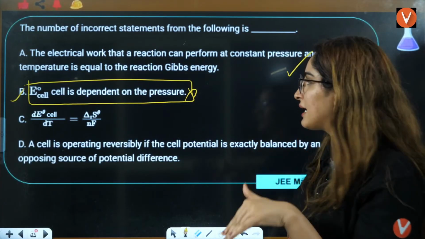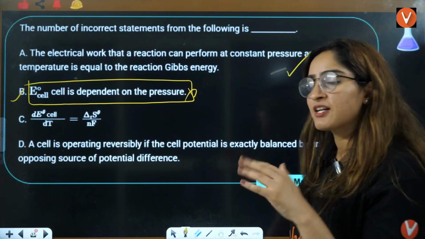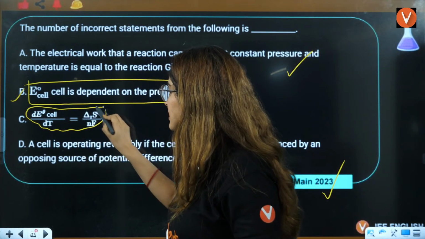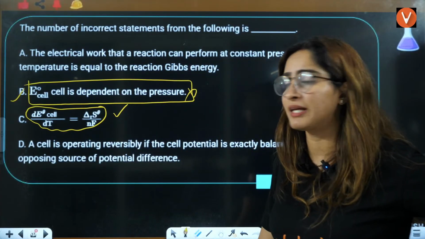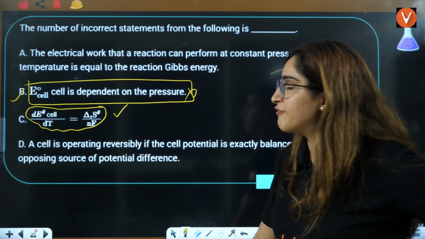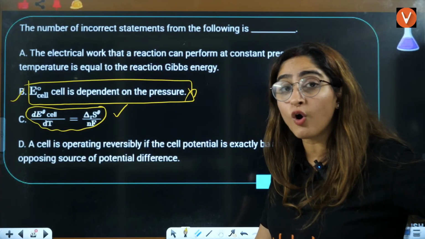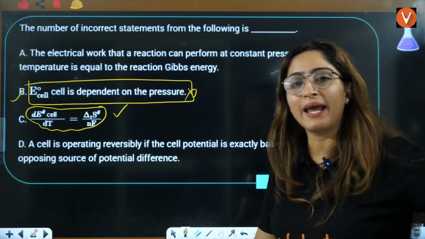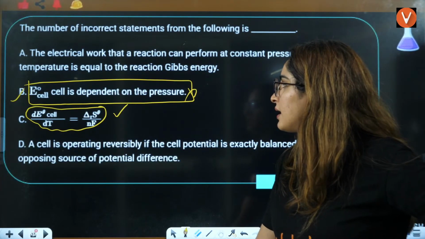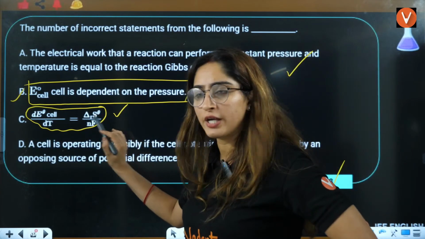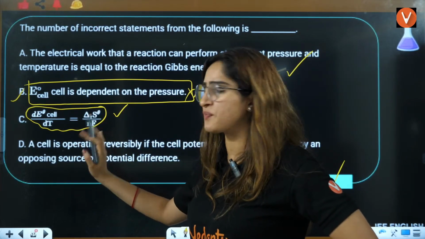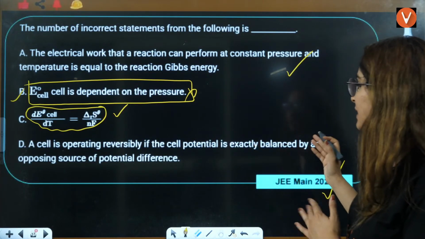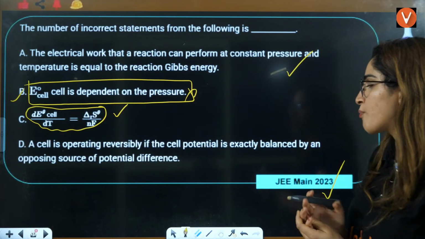This now you will study this. Actually, just learn this particular equation. This is the correct equation. This is actually the correct thing. That is when you differentiate E naught cell with temperature, this is going to be entropy by nF, right? Now, next is, this is actually true, right? Don't worry, we will study this further. A cell is operating reversibly if the cell potential is exactly balanced by opposing source of potential difference.